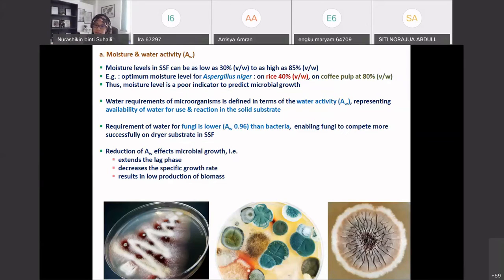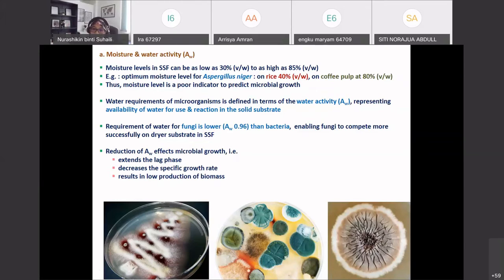30, right? 30. So it means that 30 ml of water is to be added into 100 gram of substrate. Okay, so that's what it means by the percentage. So for those who are doing FYP on solid state fermentation, I think there are some of you who do solid state fermentation, right? So you have to make sure that you know how to calculate the moisture content, how to calculate the percentage. If it's given like 30% volume per weight, volume per weight must be there at the end of the percentage. So what does it mean?